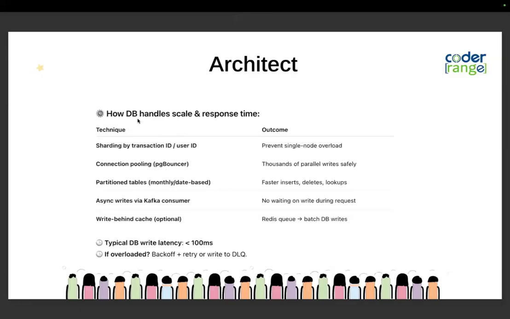Then the key architect will also see how the DB handles scaling, because we are doing sharding by transaction ID and user ID, preventing single node overload, and connection pooling. This is very important because we will have thousands of connections to the database. How do you handle thousands of them in parallel? Partition tabling, how to insert and delete faster. Then async writing with Kafka, mainly doing that. So how do you do async write with Kafka? That's also no waiting. So generally all your DB latency should be within this measurement.